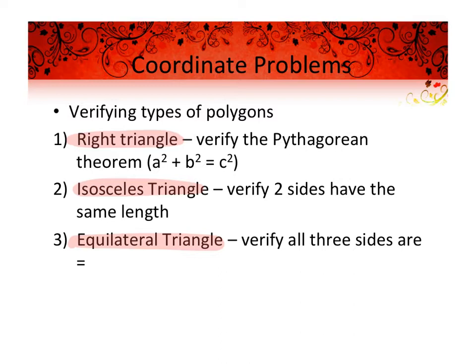Now you will see 2 different types of problems within this case. One is where it's telling you it is one of these 3 types, and you just have to verify. And for that, your work is going to prove that it is. So you need to show your work. The second is, here's 3 coordinate points. Find the lengths of all 3 sides, and then classify it. Is it right, isosceles, equilateral, or neither?